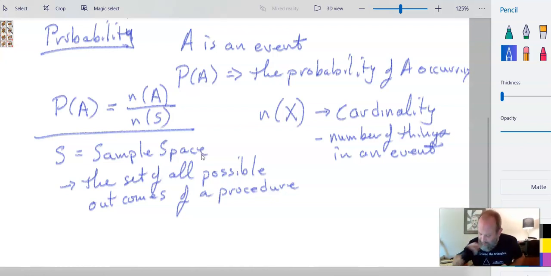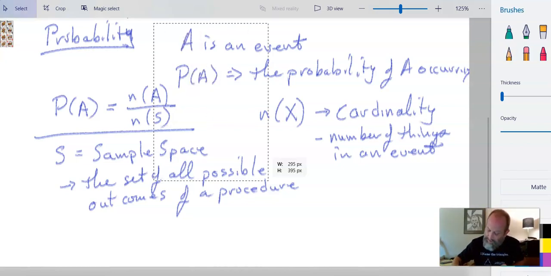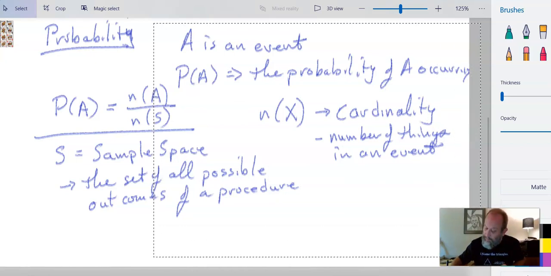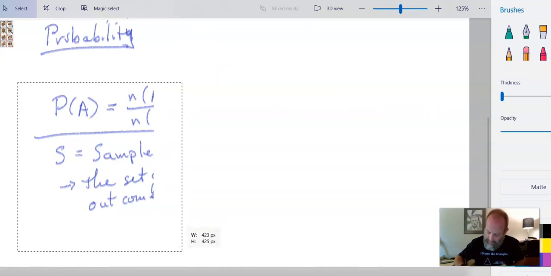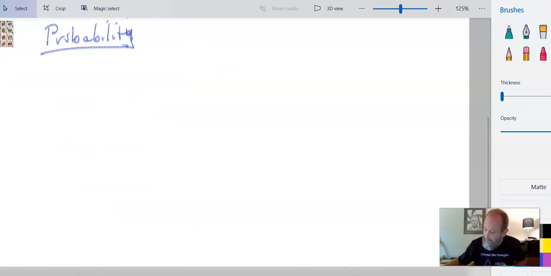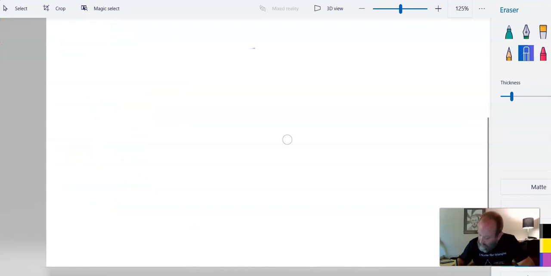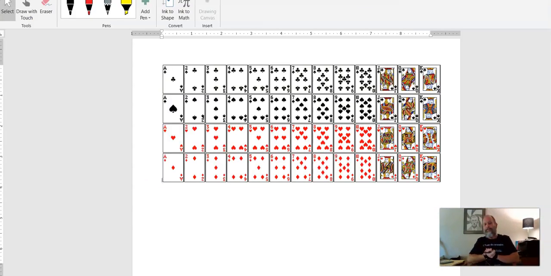I think we have all the definitions we need. So what I want to do now is clear this out, and we'll look at an example of how this applies. So we'll go ahead and delete that, and delete that, and okay, and boom.